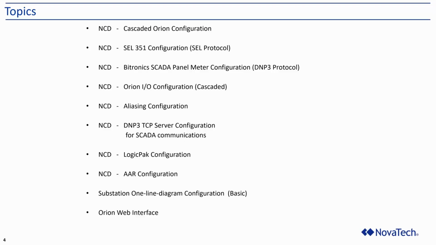Lastly, we'll design a one-line for our substation and go through the steps of how to set that screen up. To finish off the session today, we will go into the web interface of the Orion, load our configuration file, make sure our devices are communicating, and make sure our data values are coming in, and do some testing for our one-line screens.